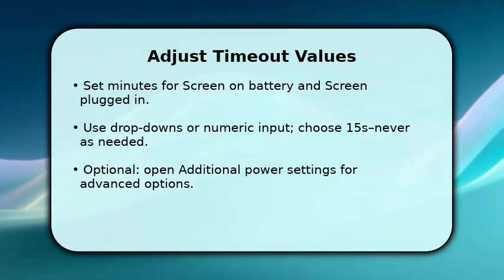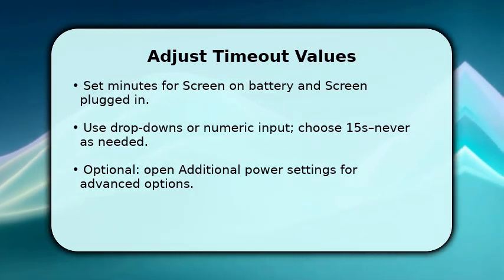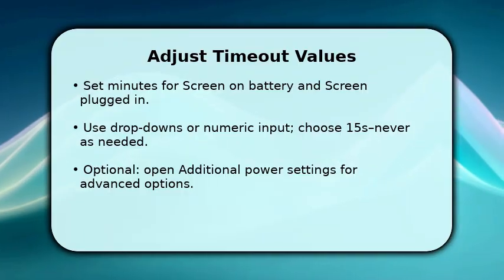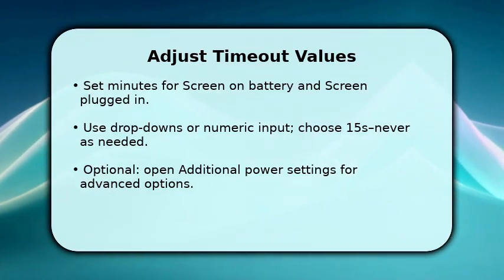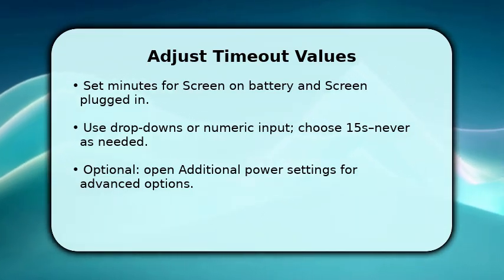Shorter times save battery, longer times improve convenience. If you need more control, click Additional Power Settings, then change Plan Settings and Advanced Power Settings. There you can tweak dim display, console lock display off, and multimedia settings.